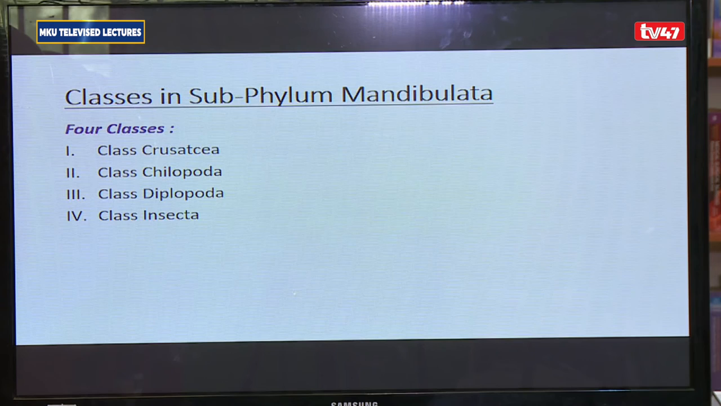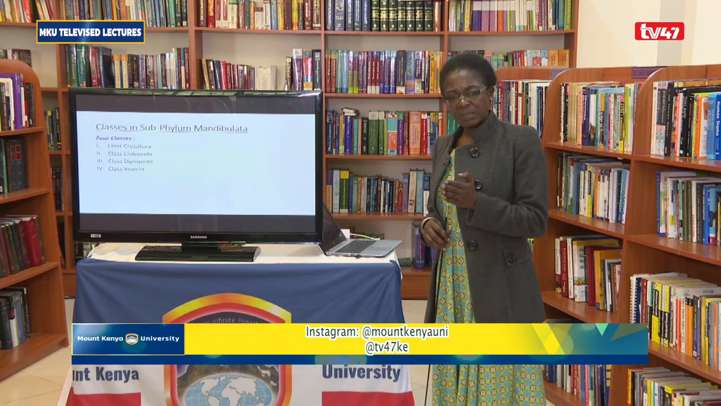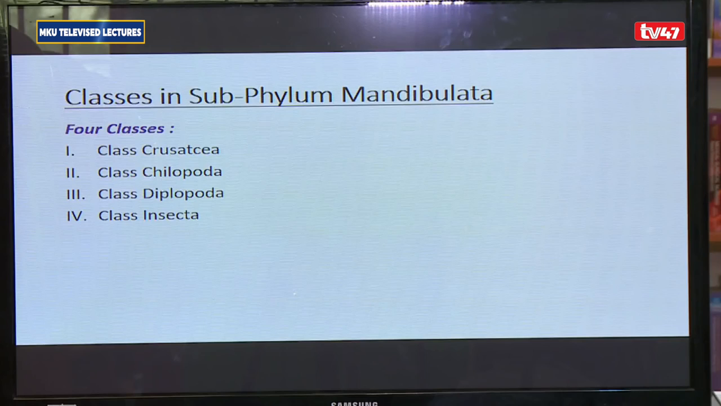For class Insecta, it comprises insects. Insects are characterized by having a body that is divided into three distinct parts, the head, the thorax, and the abdomen. They tend to have three pairs of legs that are attached to the thorax. They may or may not have wings, but the majority have wings. And for those that have wings, they may have one pair or two pairs of wings.